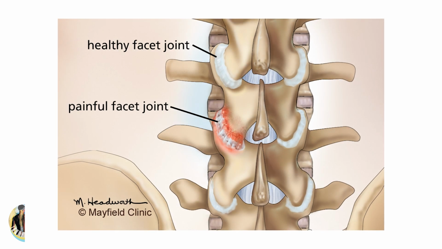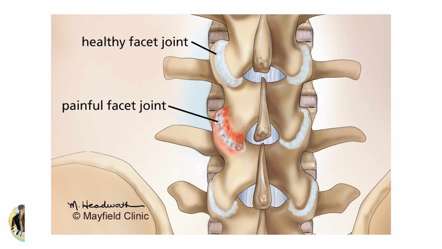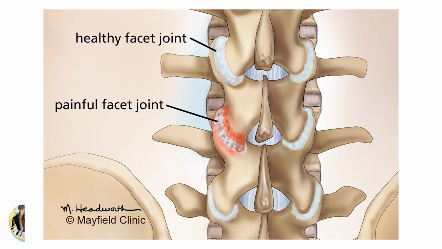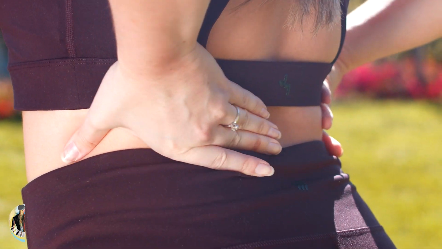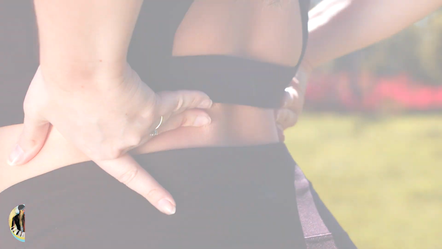Bone spurs of the joints of the spine, or facet joints, can cause adjacent vertebrae to grind against each other, resulting in friction and inflammation. The inflammation can lead to pain, stiffness, and other symptoms.